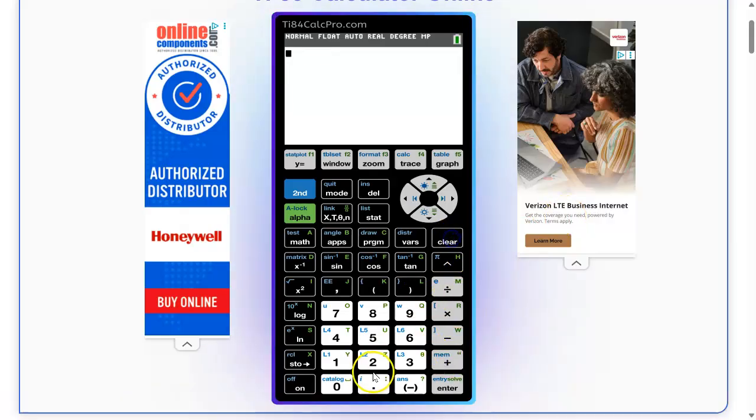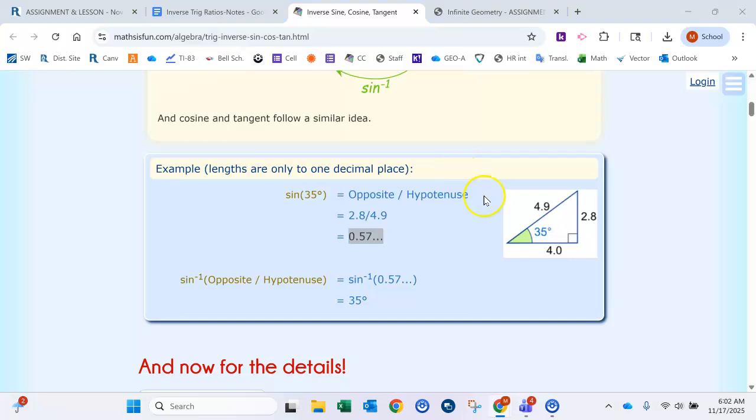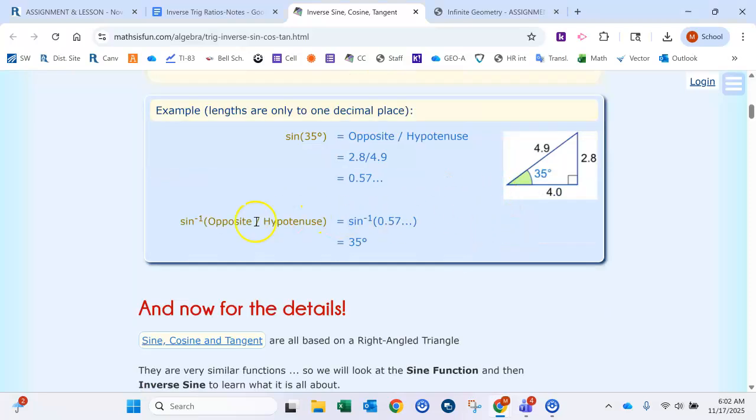So clear. 2.8 divided by 4.9 should also equal 0.57, and it does, see? So that's the way it works. Okay, now what you're going to learn today, this is what we're doing today. It's a little bit different.